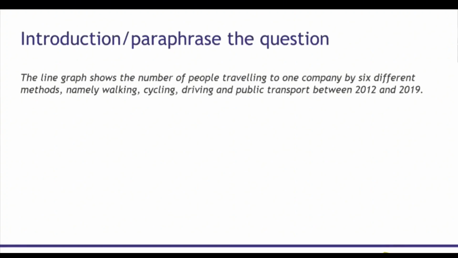Okay, so we're going to have a look at that question again. Here we can see it on screen. The line graph shows the number of people traveling to one company by 6 different methods, namely walking, cycling, driving, and public transport between 2012 and 2019.